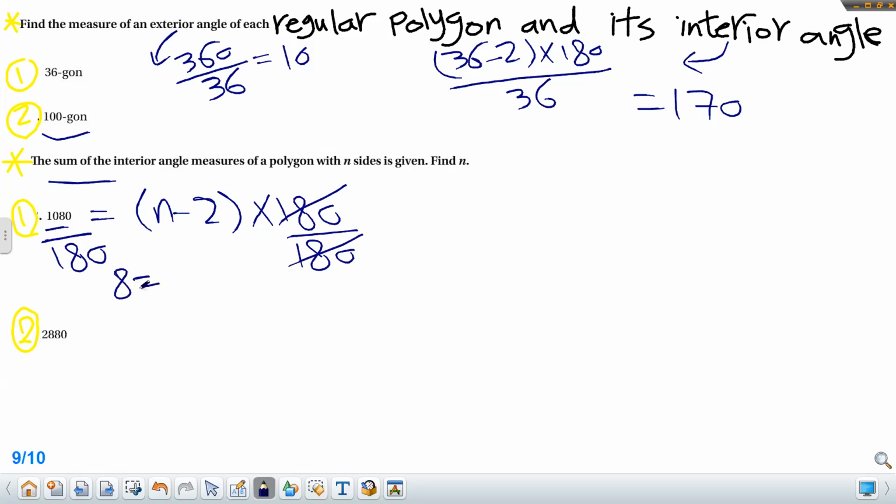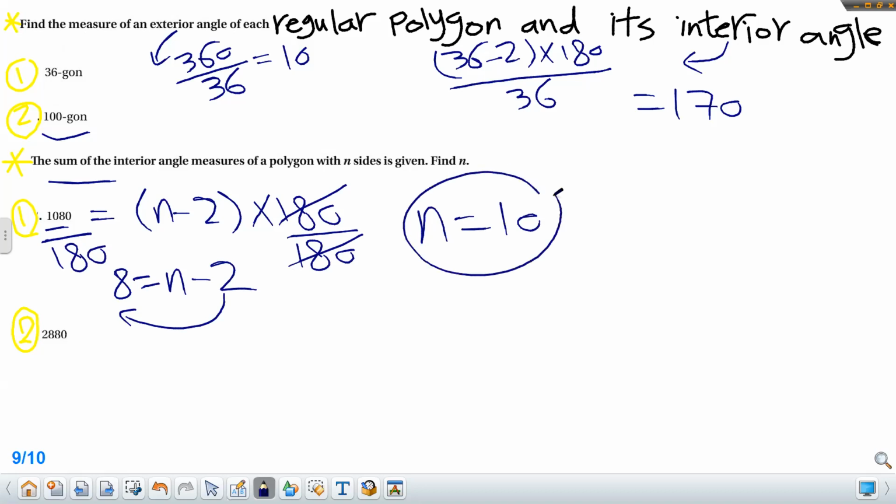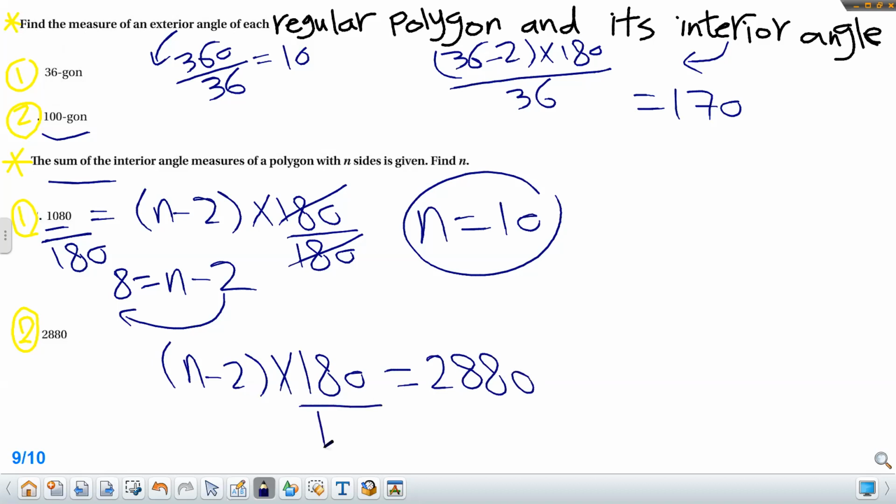Then 8 equals n minus 2. Then n equals 8 plus 2, which equals 10. Then n equals 10. And number 2, the same idea. You can say n minus 2 all times 180 equals 2880. Then divide by 180 on both sides. Then add 2 to the answer to find n.